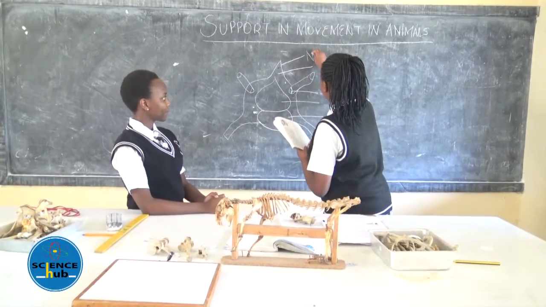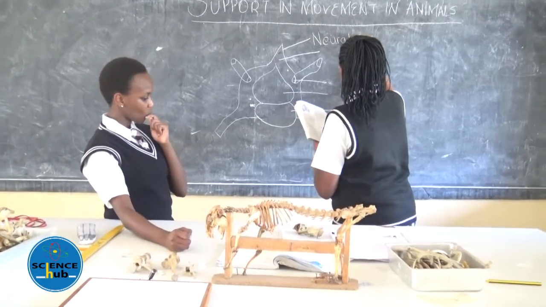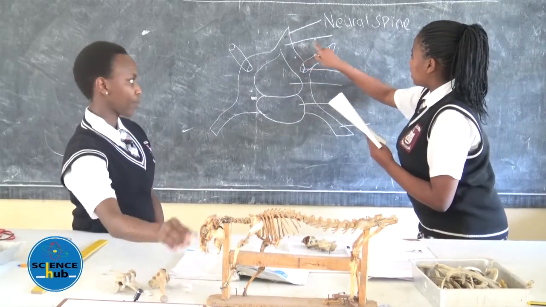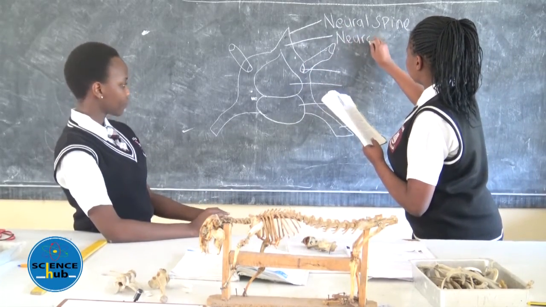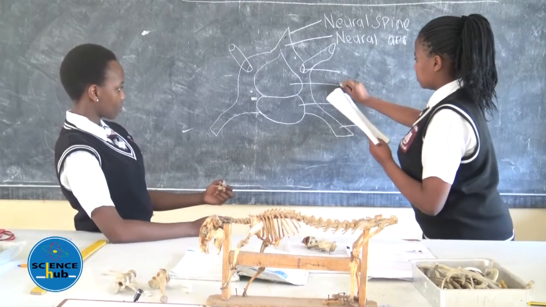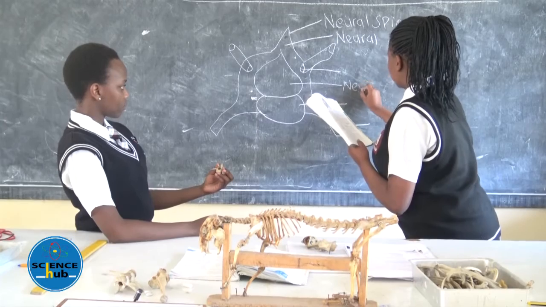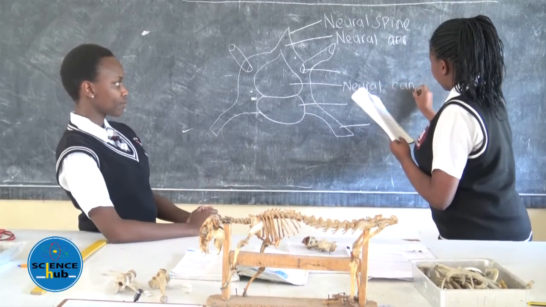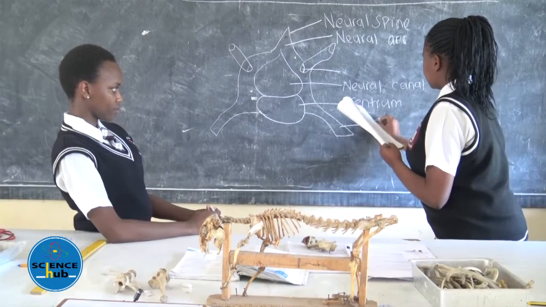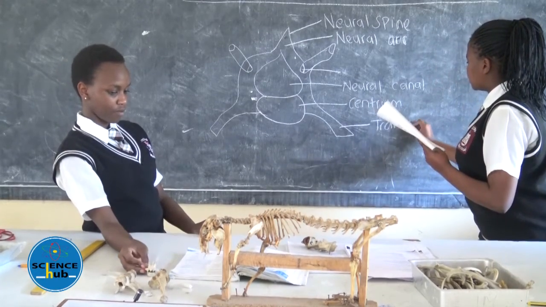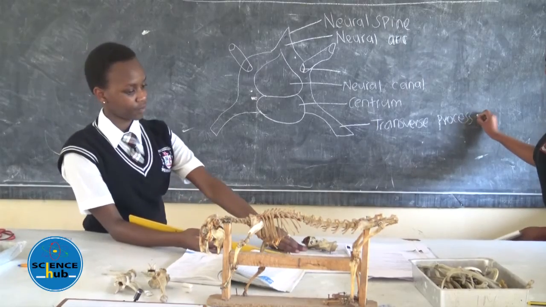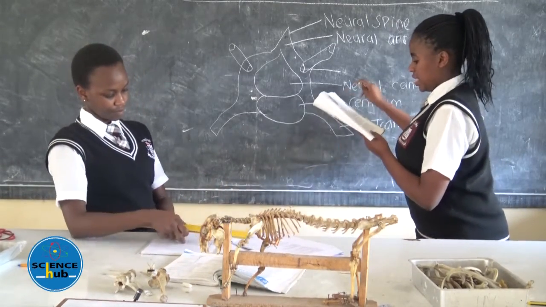This is the neural spine. The neural arch. Neural canal, the centrum, transverse processes, and this is the articular facet.